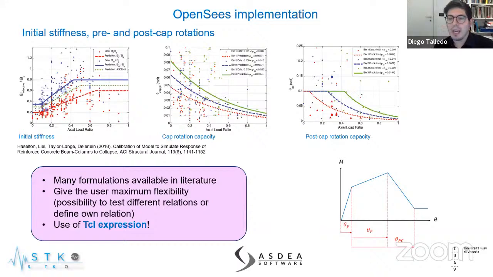What about the deformations, so the rotations? Well, actually, we have for initial stiffness, pre and post cap rotations, many formulations available in literature. For the sake of an example, I reported here some diagrams for initial stiffness, cap rotation capacity, and post-cap rotation capacity proposed by Haselton in 2016. But there are a lot of formulations out there. Think about Fardis, for instance, and many, many more.